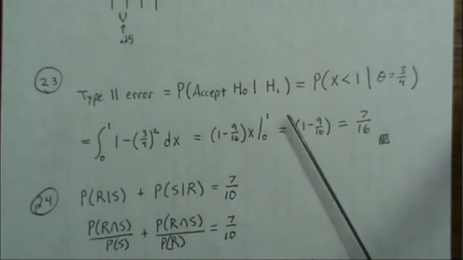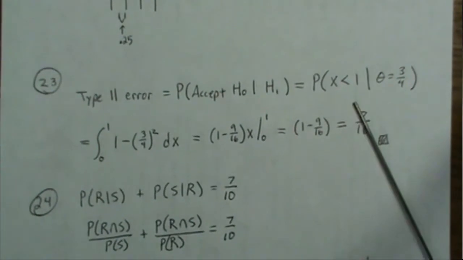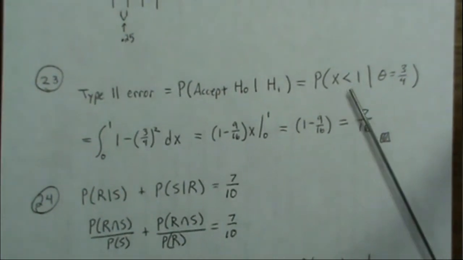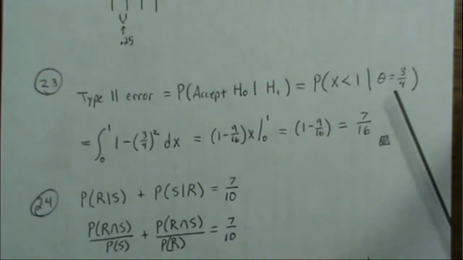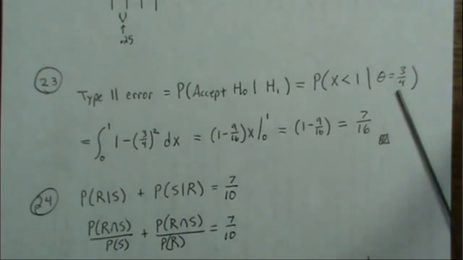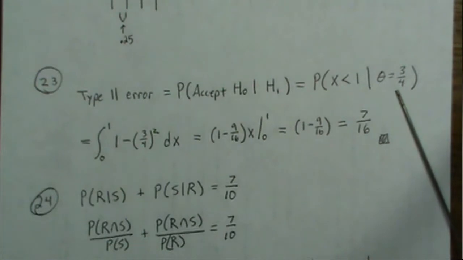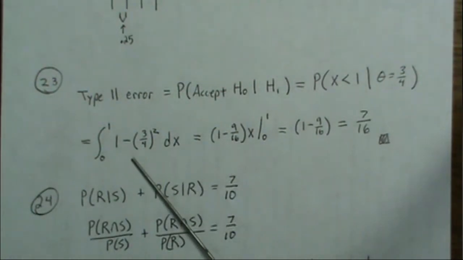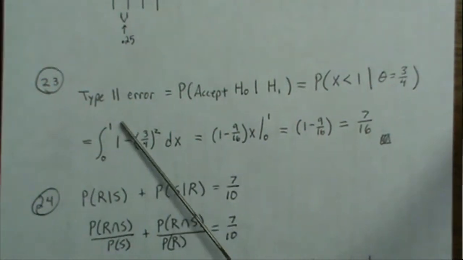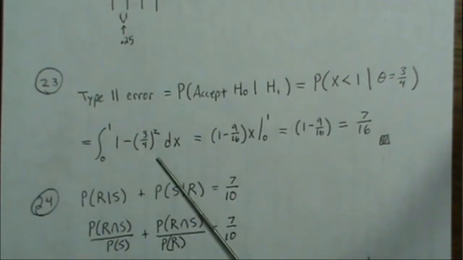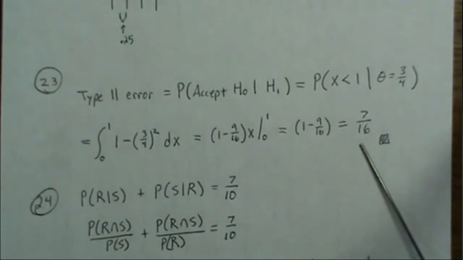So it says the critical region is x greater than or equal to 1. So the acceptance region is less than 1. But remember, that's under the alternative, that means that theta is 3/4. So we plug in, we integrate less than 1. So that's 0 to 1 of this density. We get this. So it's 7/16.